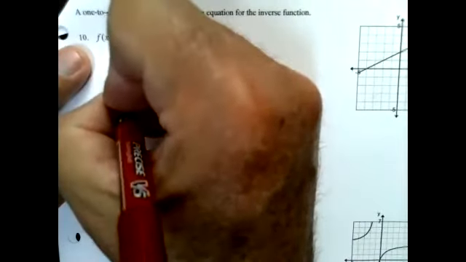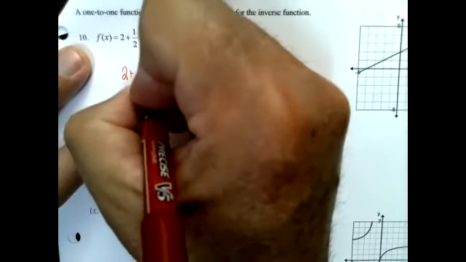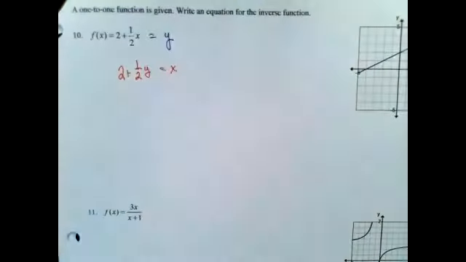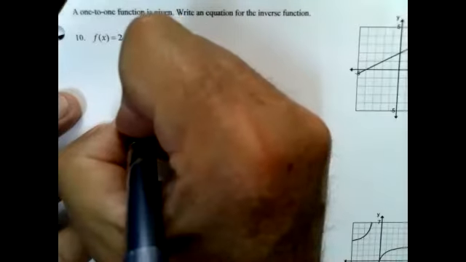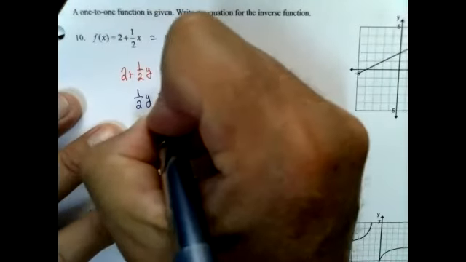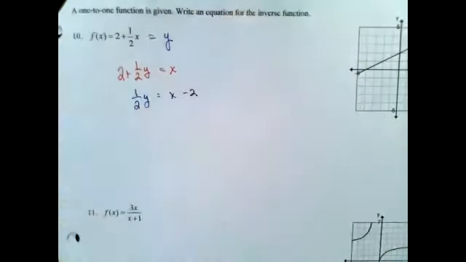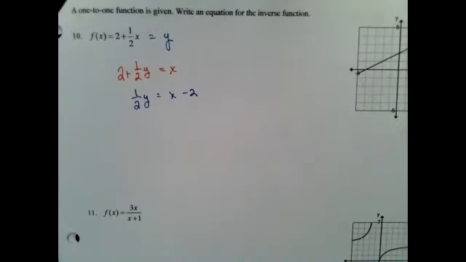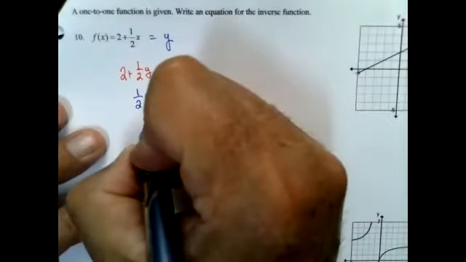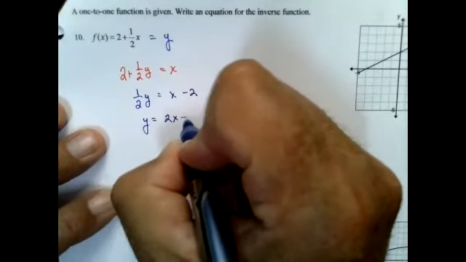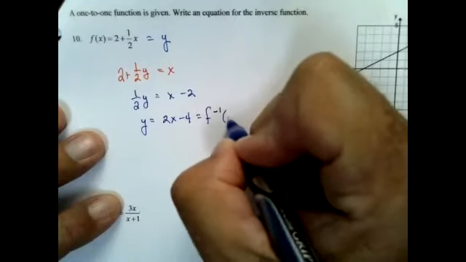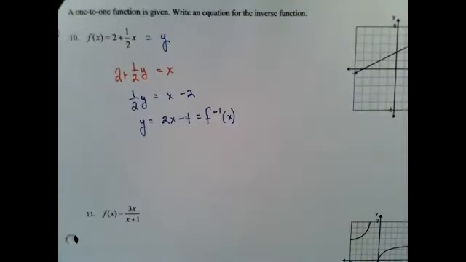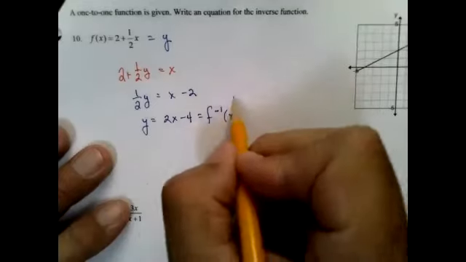All right, so he said we're going to switch: 2 plus 1/2 y equals x. X minus 2, multiplied by 2, y equals 2x minus 4. So that is now my inverse function. Whoop, there it is.